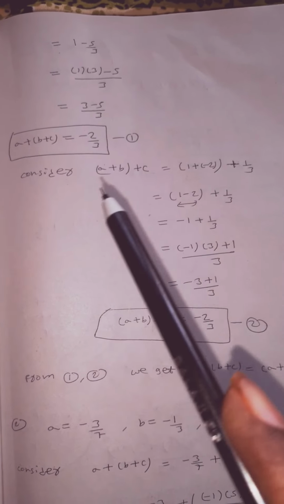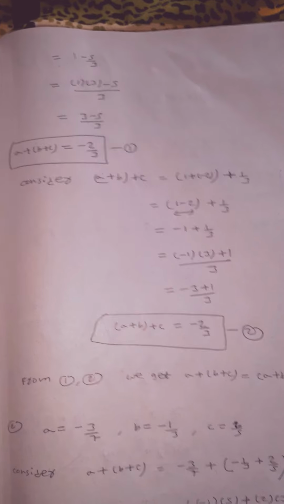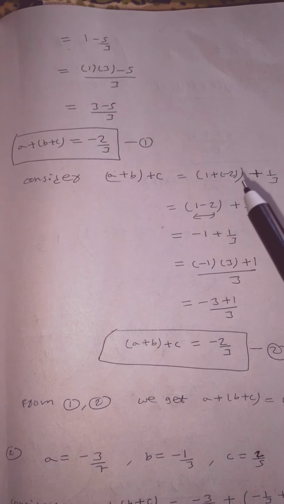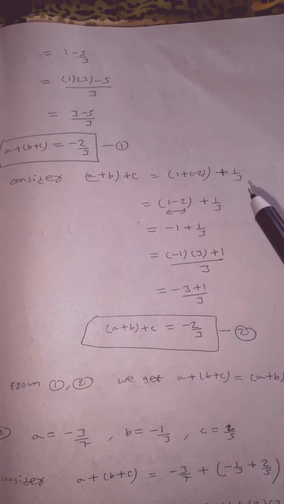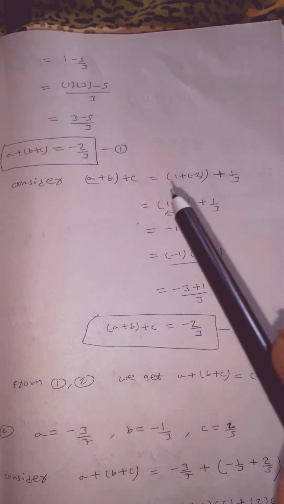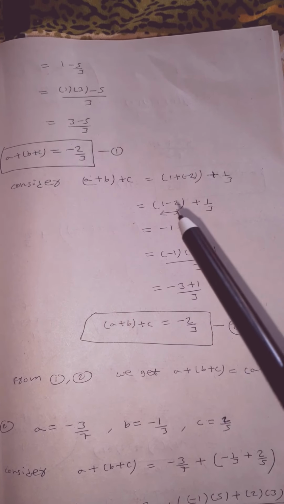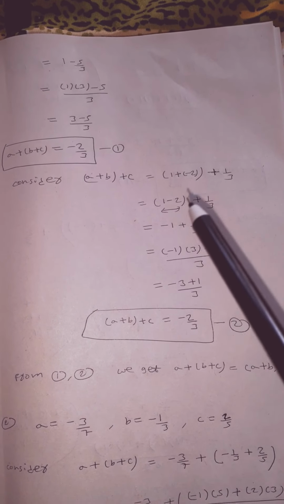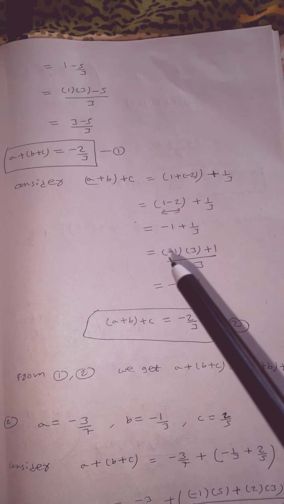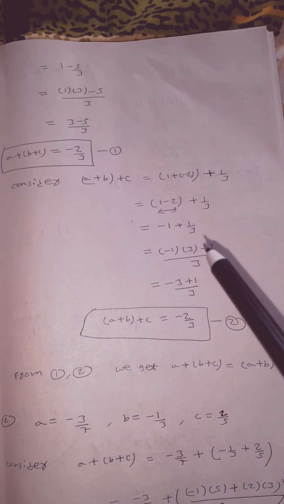Equation number 1. Next consider a plus b plus c, children. So a value we have taken 1. B value we have taken minus 2 plus c value we have taken plus 3. So here also first simplify the bracket ones. Write this one as it is plus into minus is minus 2 plus 1 by 3. So 1 minus 2 how much, children? The big number is having a negative sign. So you will get the answer in negative. So minus 1 plus 1 by 3.